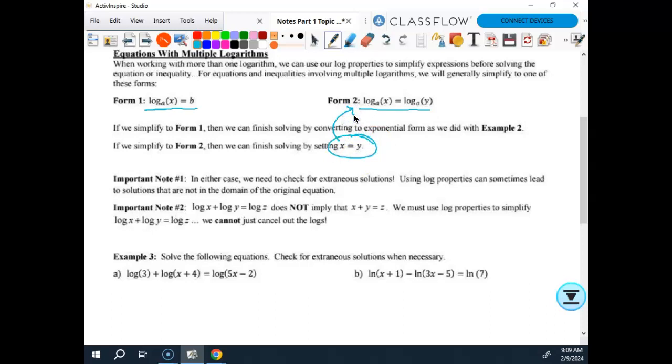Couple of notes that are important. In either case, we need to check for extraneous solutions. We really should have done that on the last three. We didn't because I didn't want to put all that together and those work out just fine, but we're going to have to check them.